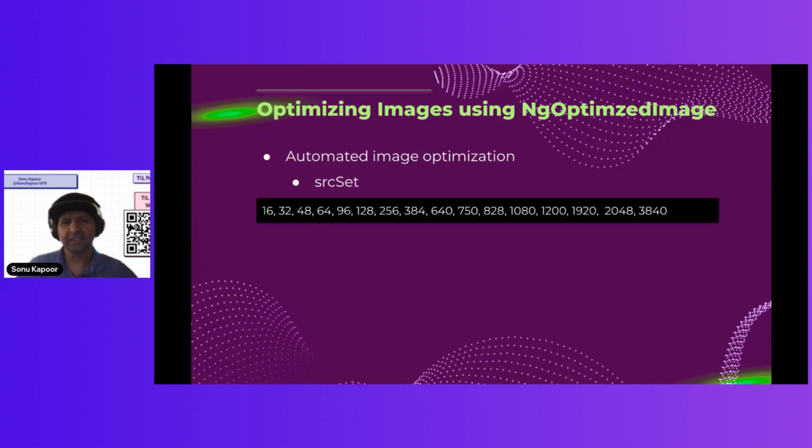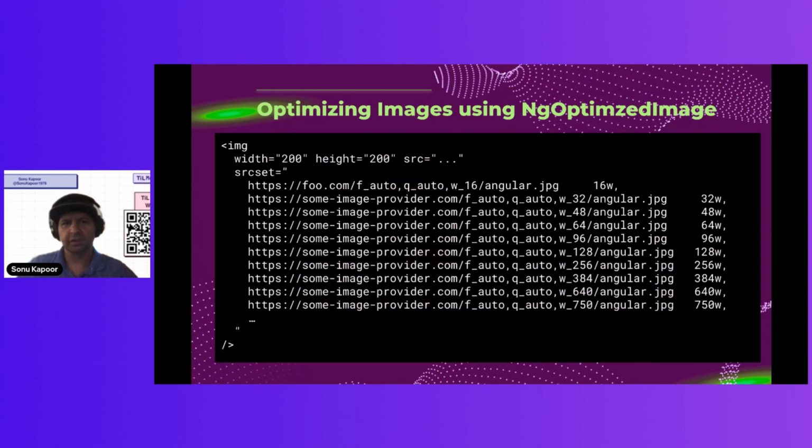Here's the list of source sets if you're wondering. And if you had to write this list manually, it would look something like this. So this isn't even the complete list yet. It depends on the images that you are supporting, or the size of the images, sorry, that you are supporting. Having the directive take care of this all for your images can be a huge time saver.